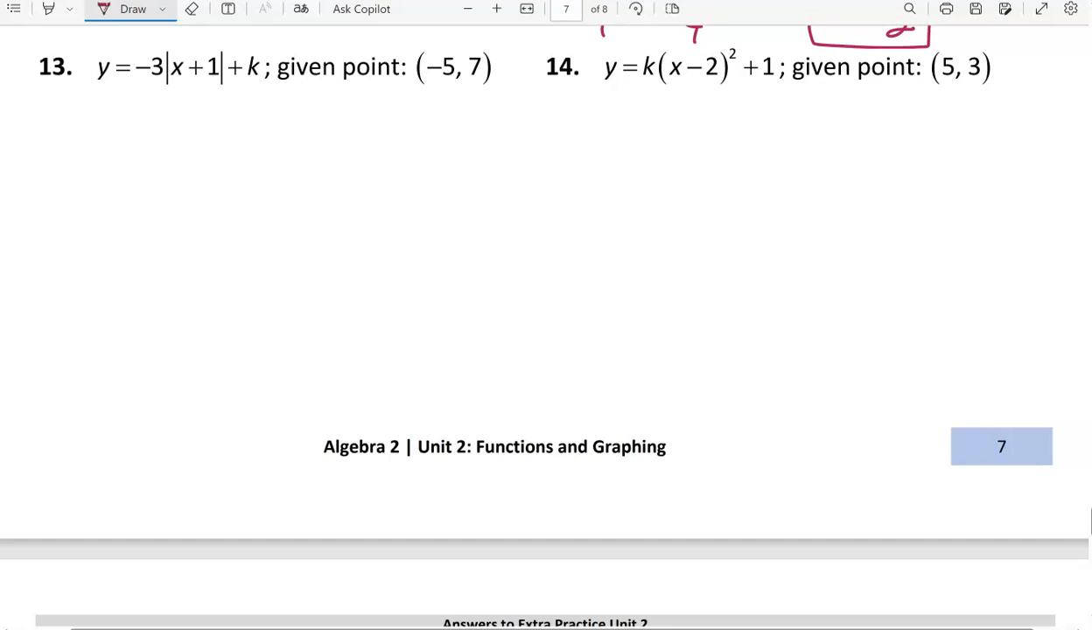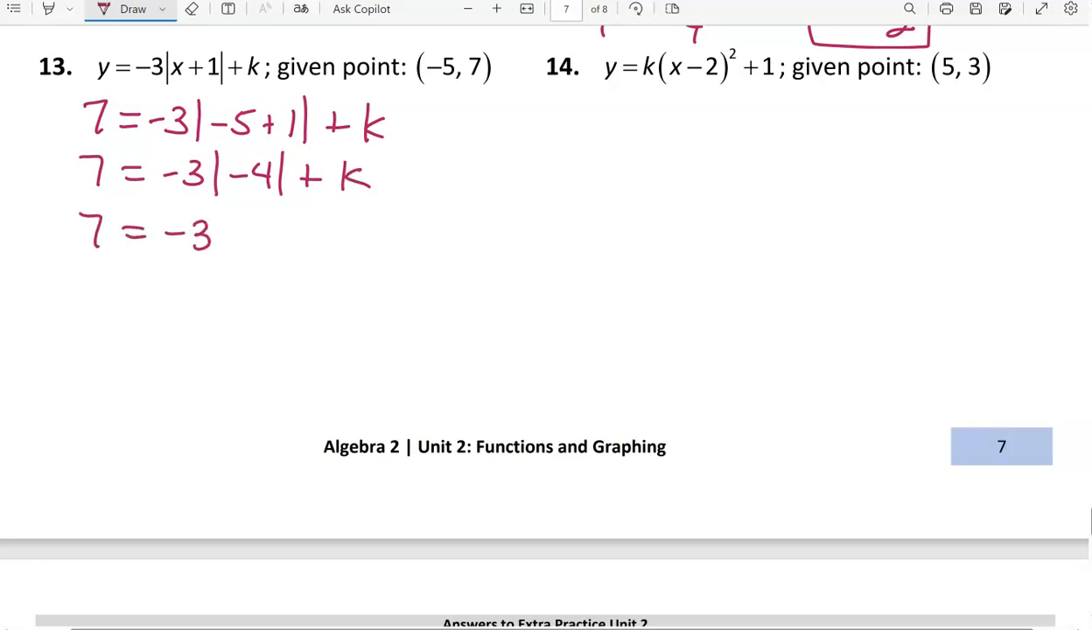All right, let's take a look at y equals -3 times the absolute value of x plus 1, plus k. In this one, we know that -5, 7 is a solution, so that means when y is replaced with 7, we can replace the x with -5. And doing some arithmetic, that gives us -4 inside the absolute value. The absolute value of -4 is 4. So 7 is equal to -12 plus k, and adding 12 to both sides, k must be 19.